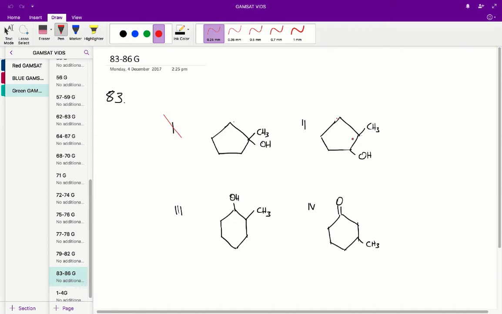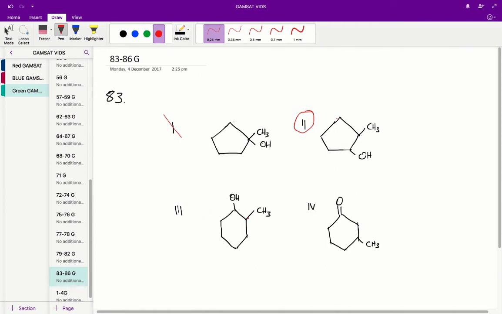Diagram 2, on the other hand, has 2 chiral carbons. One of them is here and one of them is here. So this one is attached to CH3. There's a hydrogen just not drawn but implied, and it's also attached to this carbon here and this carbon here, which are different because this carbon is attached to an OH while this one is not. So 2 is definitely a chiral structure with a chiral carbon.